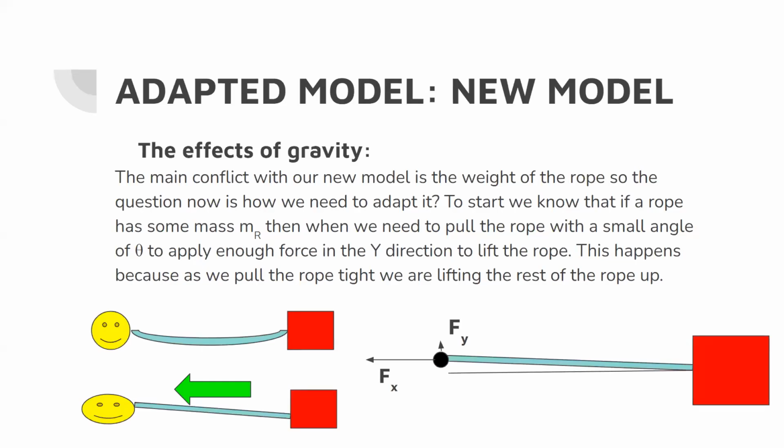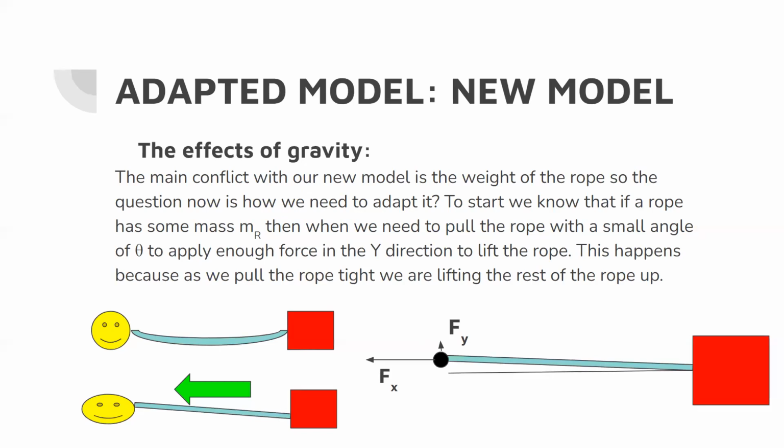For our adapted new model, we have to take into account the effects of gravity on the rope. So the main area of conflict between our ideal model and our real model we are attempting to build is the weight of the rope and the force of gravity that is acting on each point of the rope. However, we still make a simplifying assumption that gravity will act on the center of mass, which can be calculated and determined.